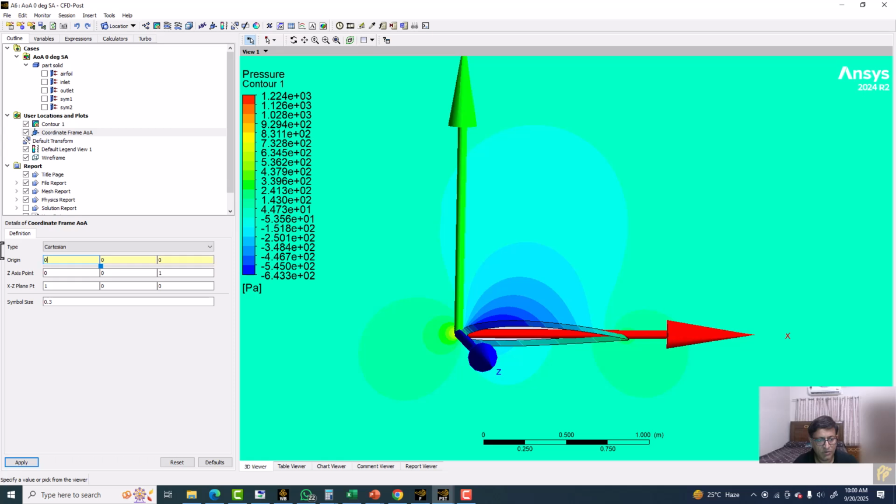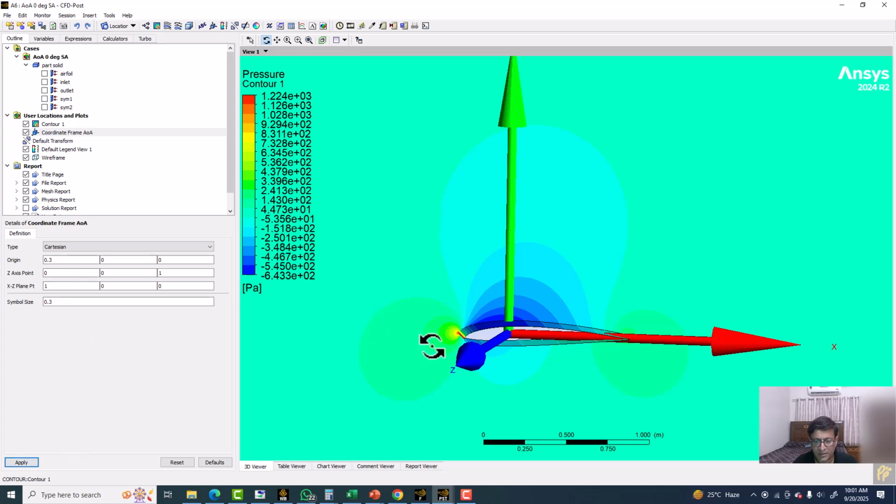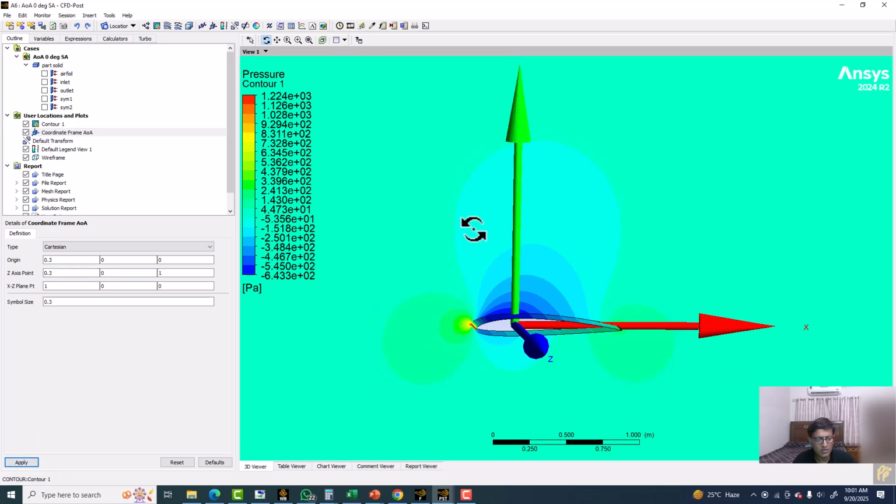In that case, my origin will be at x equal to 0.3. The x is along the flow direction, so definitely that will be along the chord length. So I will put the origin at 0.3 in the x direction, but this will make my z axis inclined. So the z axis point should also move in the x direction, and then it will make a straight line. This is how the origin and z point work. They should be in the same line.